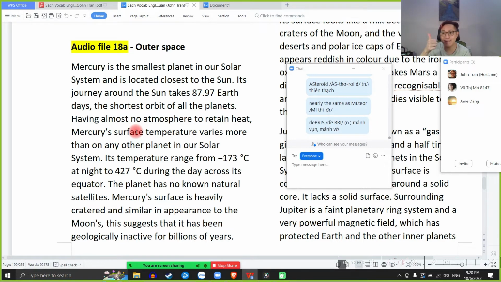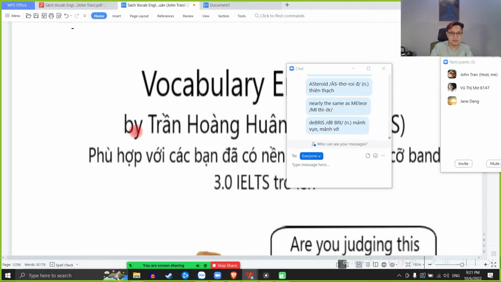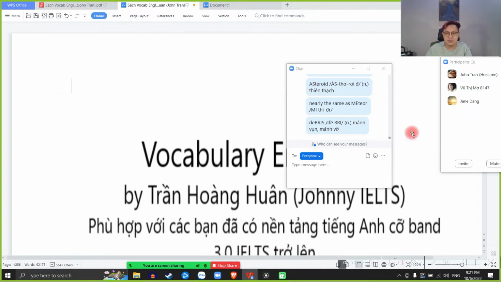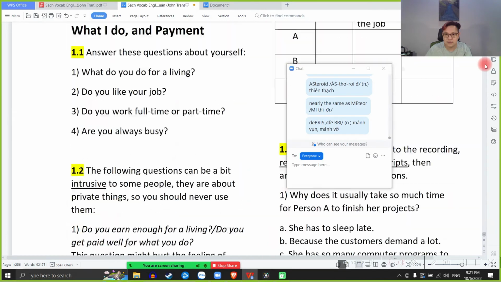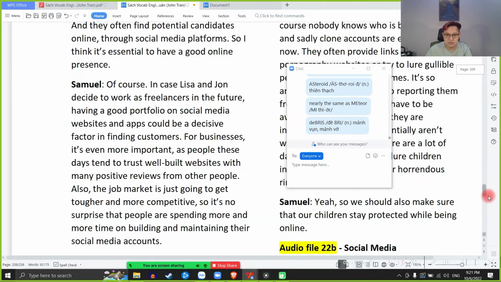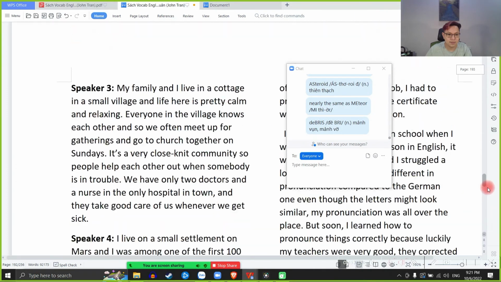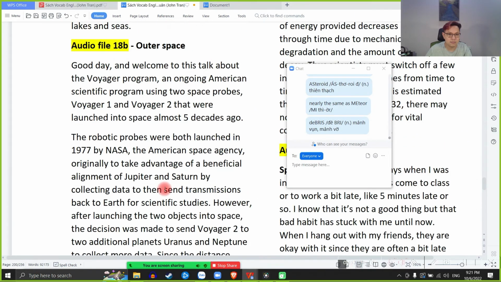Its temperature. Ba âm thôi. Temperature. Its temperature range from minus 173 degrees Celsius. Oh, moment. Trời ơi, tôi chỉ cần tôi đánh vô sai một cái nó bay đến đây luôn. I told you this one is terrible. Okay. Moment. There you go.